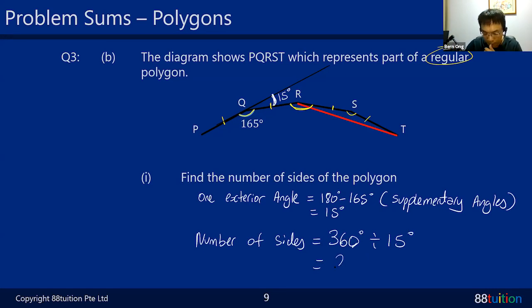Yes, some of you got it already. 24 sides. Can you see or not? So talk to yourself. Okay, 360. How many 15 inside 360? Because it's a regular polygon. Regular means everything is the same, so you can just divide accordingly. No problem. That easy. The second one is also easy.